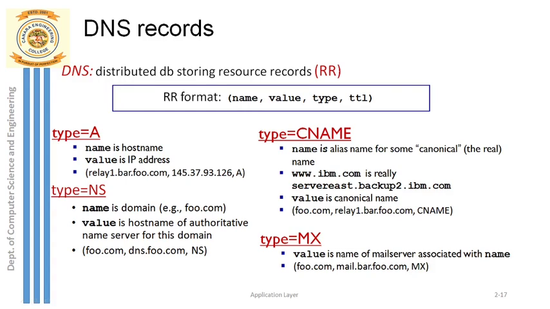So you can just see this example. I've given one example here. relevant.bar.foo.com. This is one sample host name. Assume that this is the website address of something. This is the host name. And what is the second part, value? It is 145.37.93.126, and this is the IP address of the web server where you get the home page, or you get the information about this relevant.bar.foo.com. This is a remote web server's IP address.